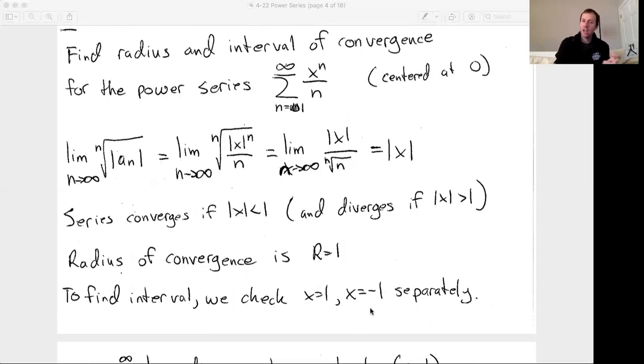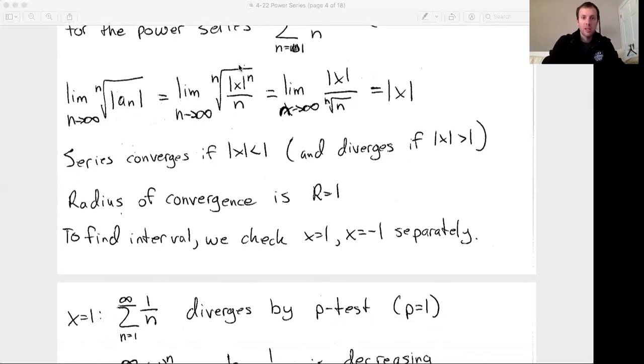And what I mean by check them separately is actually take the number 1, put it into this series, and then treat it like the numerical series that we've been talking about before today. It's a series that doesn't have any variables. Figure out what it does. And the same thing for -1. We need to put -1 in here. That's a number series. Figure out if that series converges or diverges.